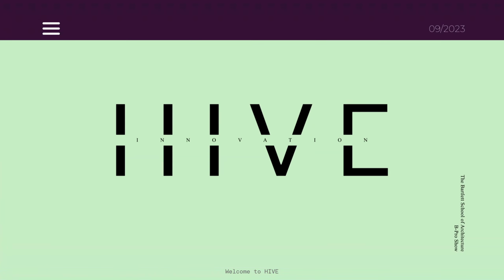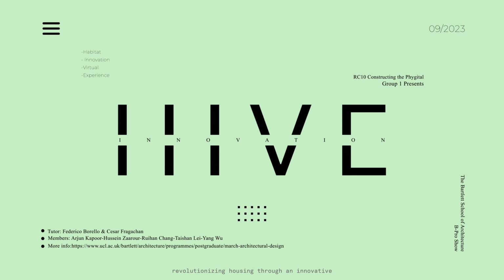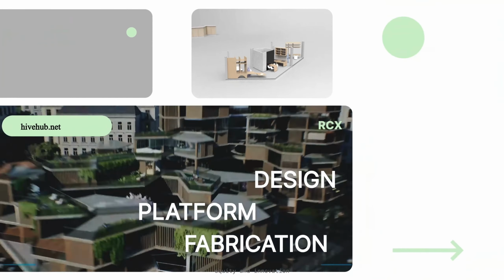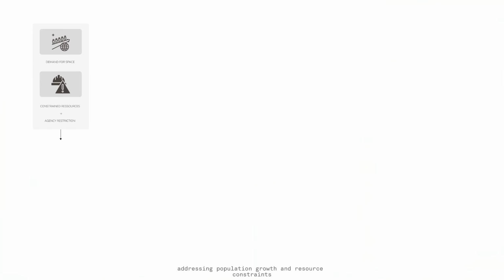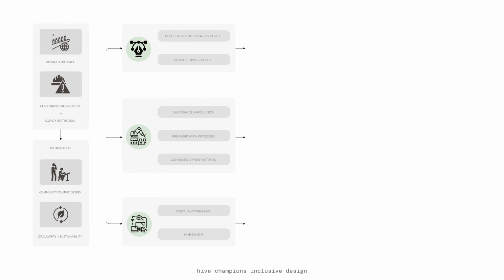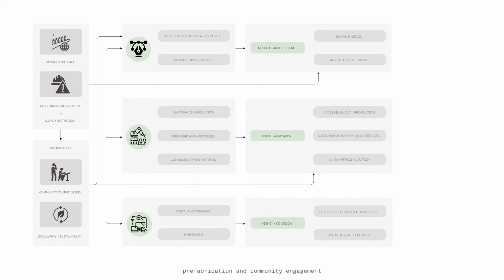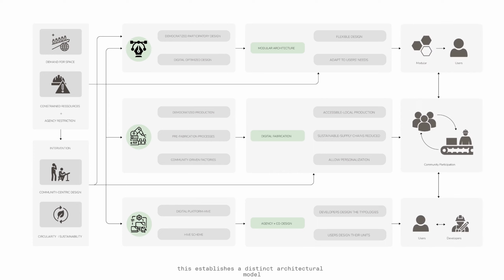Welcome to HIVE, a community empowerment project revolutionizing housing through an innovative platform-based approach that revolutionizes design, construction, and occupancy processes for greater equity and innovation. Addressing population growth and resource constraints, HIVE champions inclusive design, prefabrication, and community engagement. This establishes a distinct architectural model centered on the creation of holistic living environments.